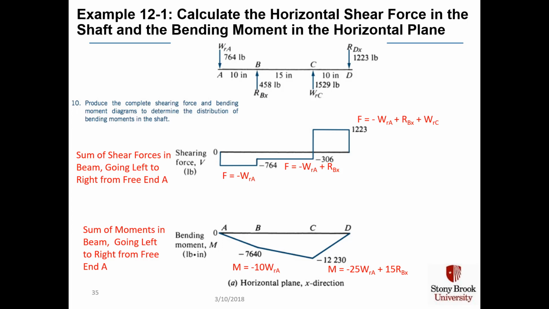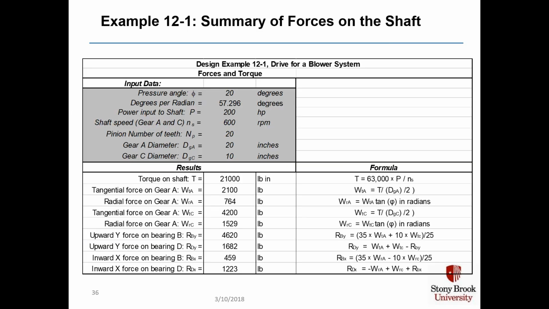So we sum the shearing forces in the beam going left to right from free end A. Then you see the diagram that's produced based off the calculations. We sum the moments in the beam going left to right from free end A, and we get the moment diagram. And here's a snippet of the spreadsheet summarizing what all the forces are, tangential and radial forces on the gears, and also showing how we calculated the upward and inward forces on bearings B and D.